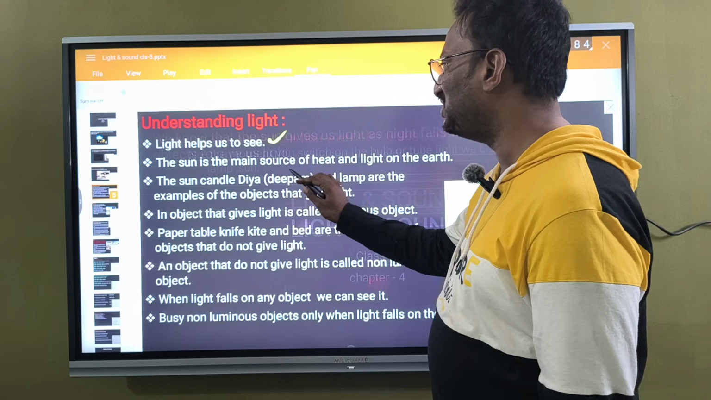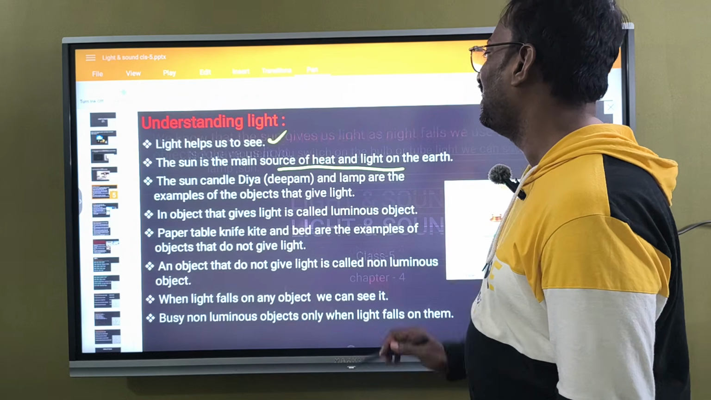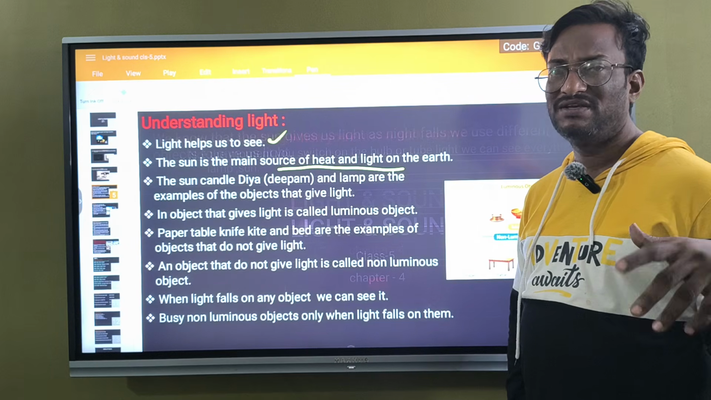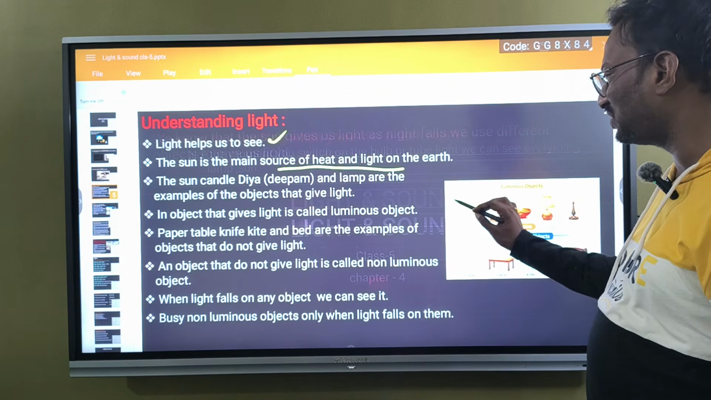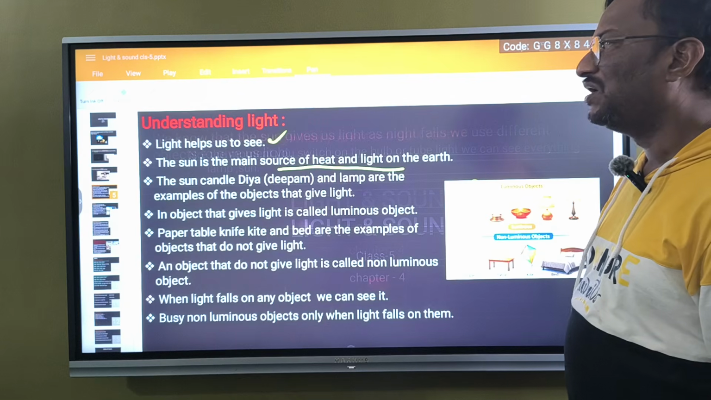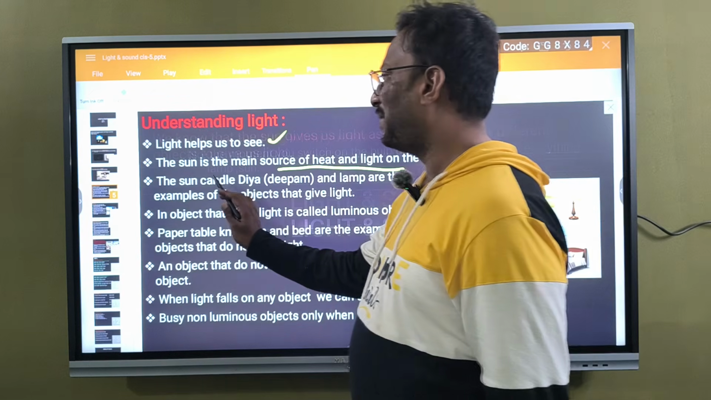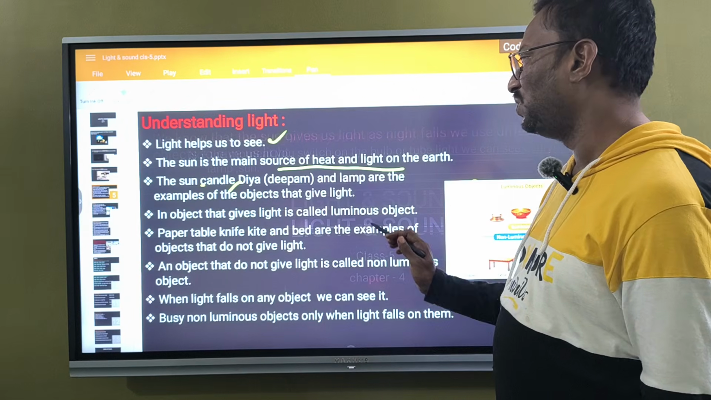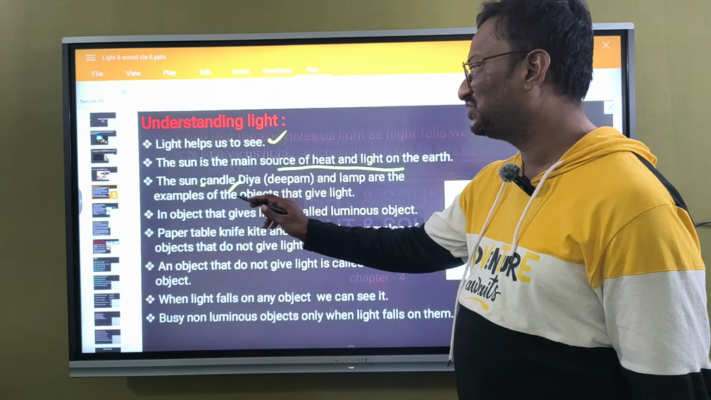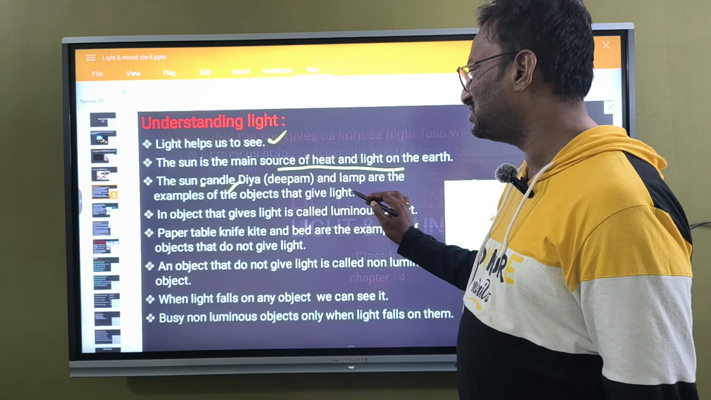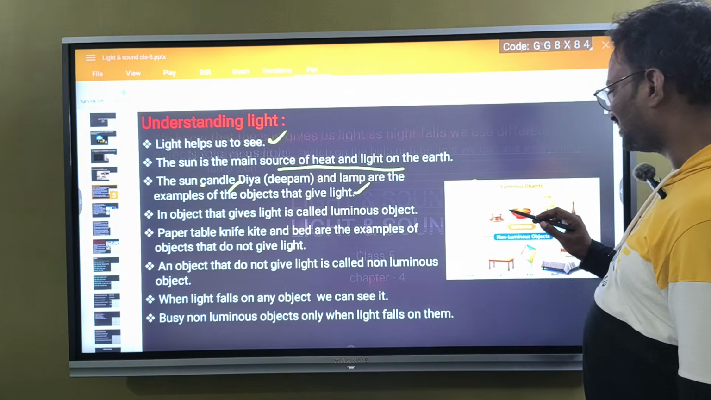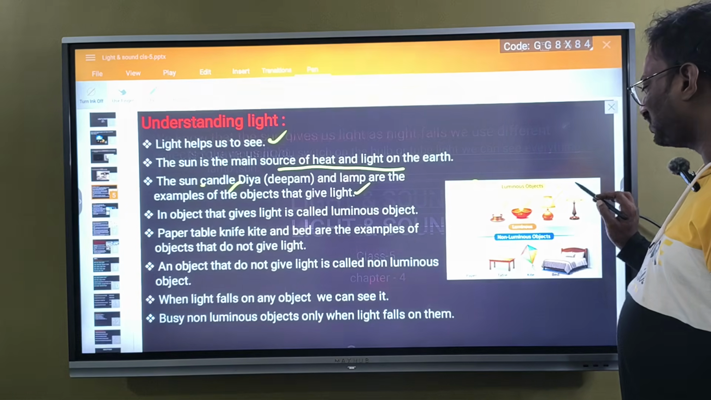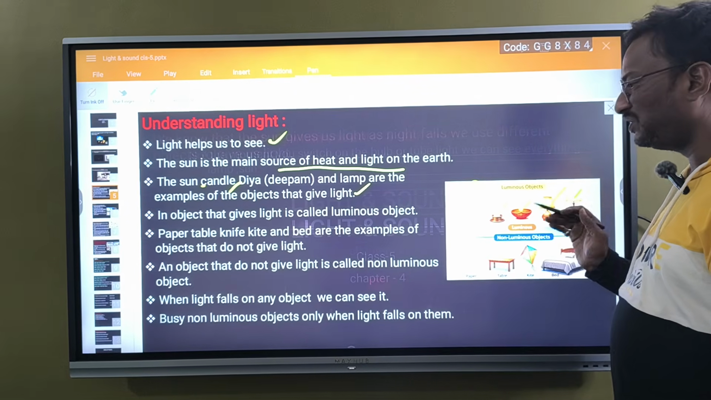The sun is the main source of heat and light on the earth. On the earth, who is the main source of light? Sun. See here, the sun, candle, diya (diya means deepam in Telugu), and lamp are examples of objects that give us light. Here is the sun, here is the candle, diya, torch light, bed lamp, light, etc.